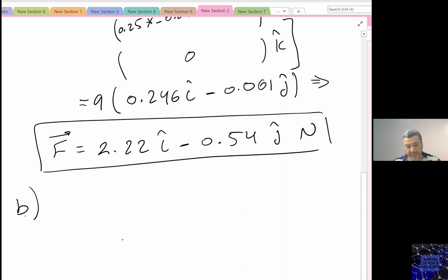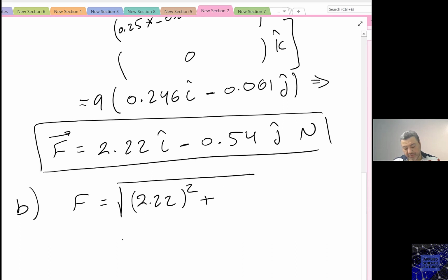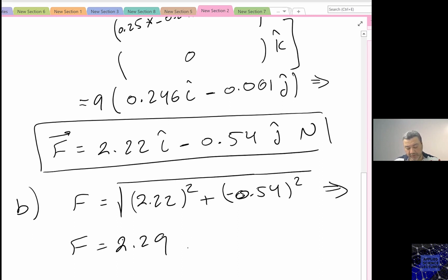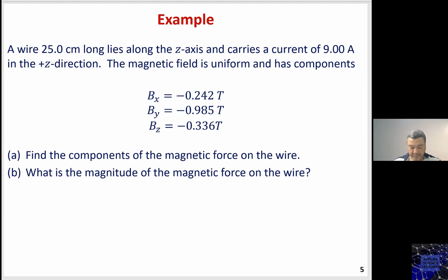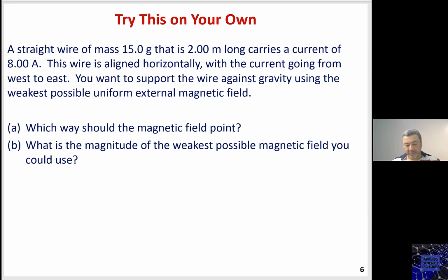B, what is the magnitude? The magnitude F equals the square root of 2.22 squared plus 0.54 squared, and F equals 2.29 newton. This is the magnitude of the force. Okay, so I'll let you try this on your own, and then we can discuss the solution in our live session.